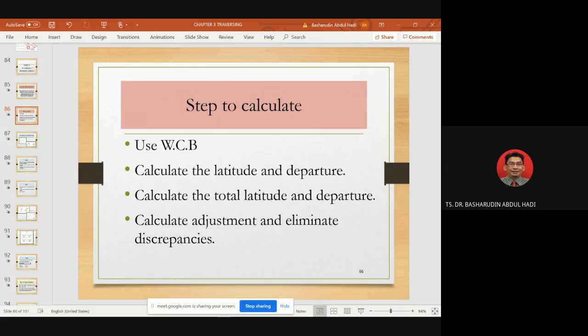Okay, so the steps to calculate. Normally we use what we call the whole circle bearing. We don't use quadrant bearing. You know why? Quadrant bearing is quite tough when you have data and need to transform it based on a complicated system. And the whole circle bearing normally we use for a compass, for the total station, and for the theodolite. So WCB, still remember, we call it whole circle bearing.